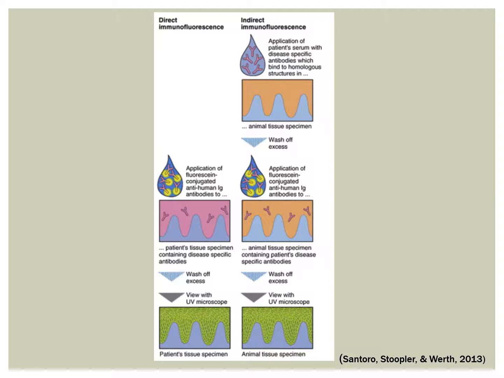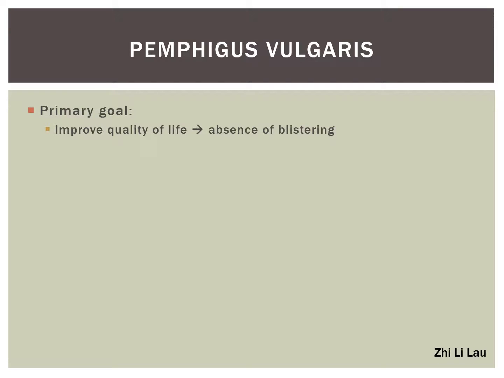This slide explains direct immunofluorescence and indirect immunofluorescence in greater detail. Pause here if you wish to have a better look at the image. The primary goal of treatment includes minimizing disease burden and improving quality of life. In most patients, this clinically translates into the absence of blistering.